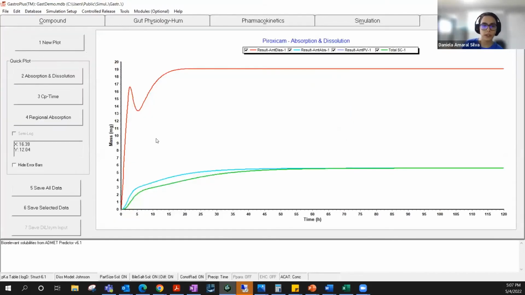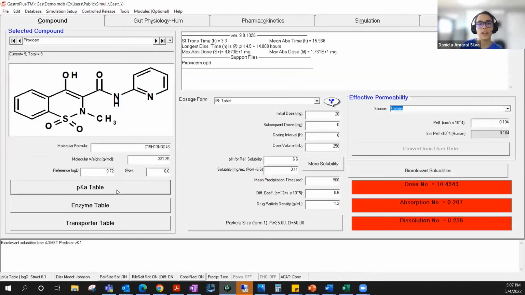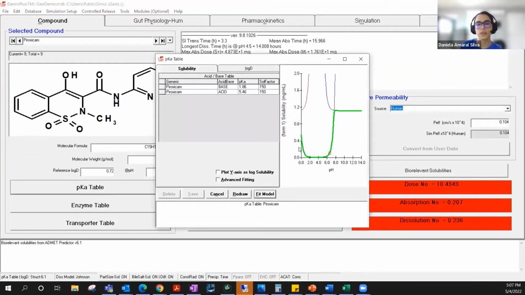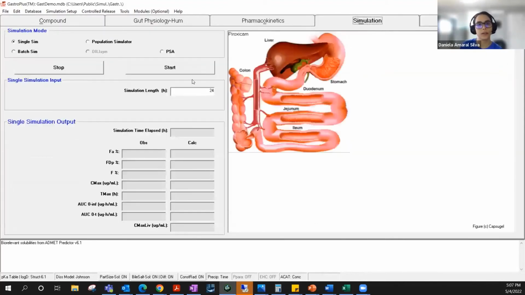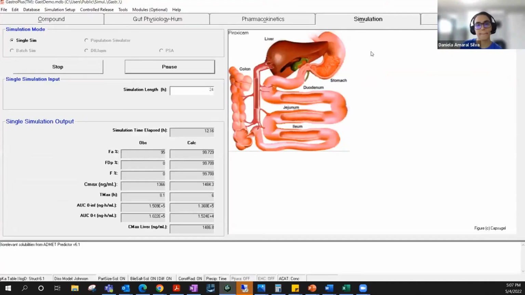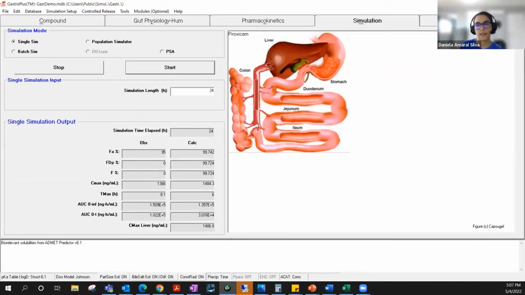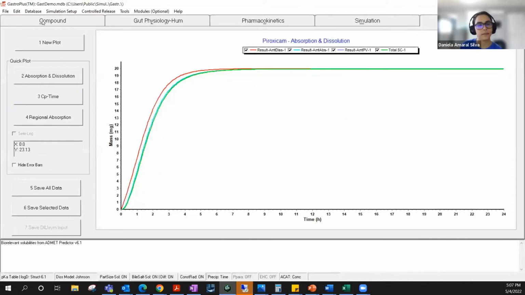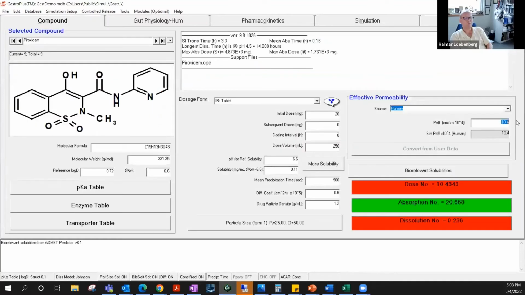So here, for example, they would see that it is dissolving quite fast in the first hours because the drug is in the stomach. And as we saw back in the pKa table, at a low pH value the drug has a higher solubility, so we wouldn't have a problem there. But then when it moves on to the, whoops, sorry. Yes, it was probably to change back the permeability. But no.